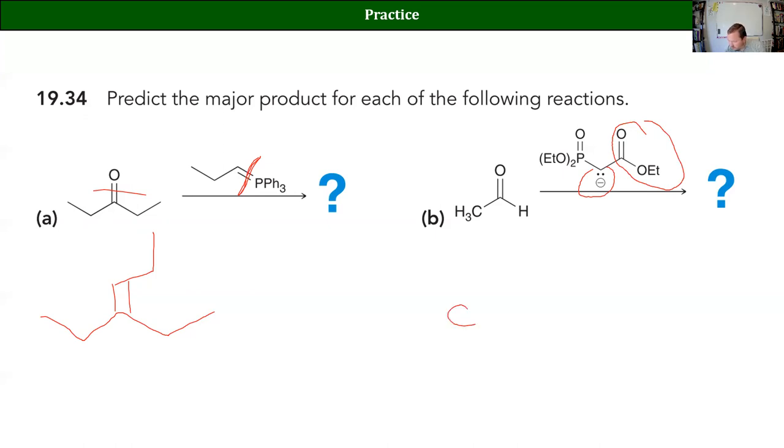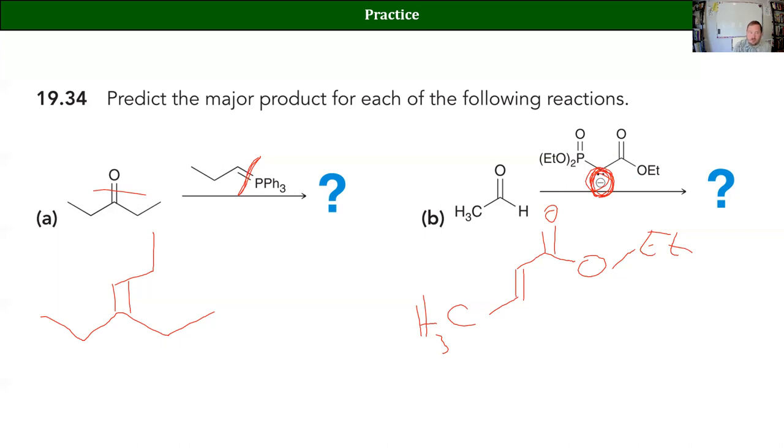So keeping it drawn the way they have it shown here, there's the new carbon we added, and then the carbonyl OEt. The big thing here is recognizing what the carbon is that's going to wind up in the place of the carbonyl. This is our carbon that's going to get added in place of the oxygen. It's whatever is directly attached to the phosphorus that gets added where the oxygen is, and you turn it into an alkene.